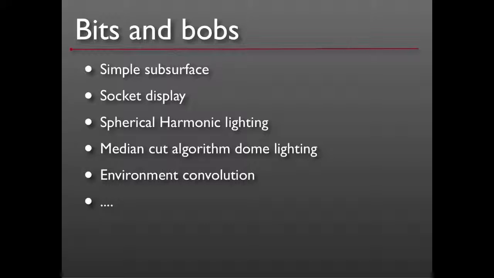And we do our preview rendering to a socket display hosted in Nuke, so you can net render or local render your rims and get the rendering live into a display in Nuke, just for faster turnaround when doing things. We have a spherical harmonic implementation included in Cortex, which we try to use for a number of things, including spherical harmonic lighting, for trying to bake shadows and things like that. There's a median cut algorithm for dome lighting as well, and environment convolution, and there's lots of other different things.